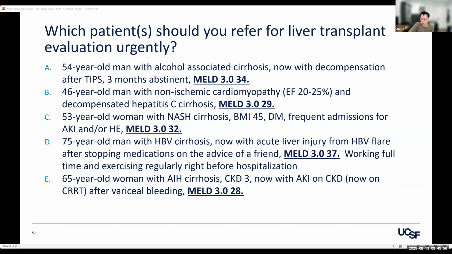Choice B, you have somebody with non-ischemic cardiomyopathy, decompensated hep C cirrhosis, MELD is 29. Choice C, you have somebody with NASH cirrhosis, BMI 45, multiple decompensations, MELD is 32. Choice D, a 75-year-old man with hep B cirrhosis, now with acute liver injury from a hep B flare because he stopped his medications, MELD is 37. And choice E, somebody with AIH, now with acute kidney injury on top of CKD, on CRRT after variceal bleeding, MELD 28.